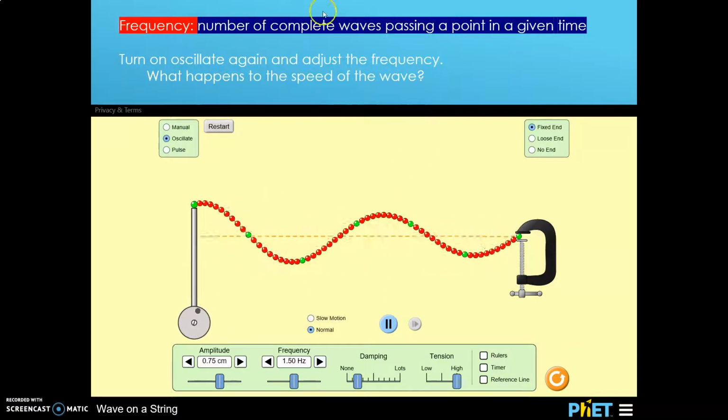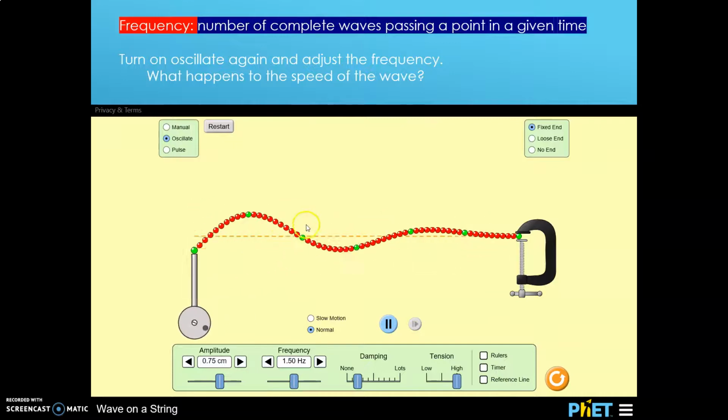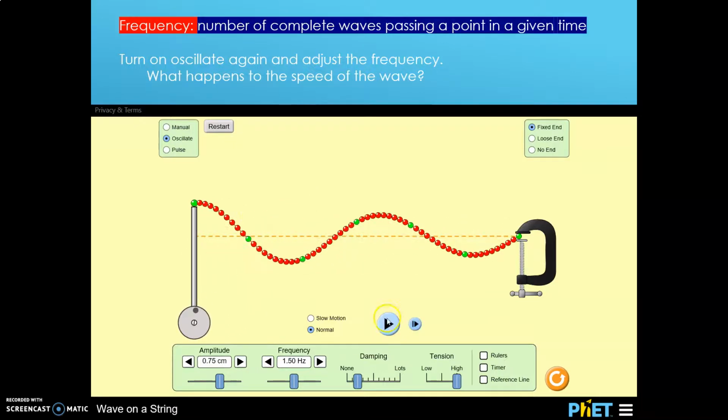So here, remember, the wavelength is from crest to crest, or trough to trough, and if I can pause it, here is trough to trough. That would be one wavelength. And if you imagine this kept going, this would be the top of the crest. And then here, crest to crest. So this would be a wavelength right here.